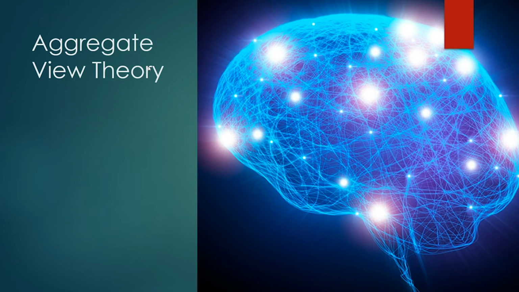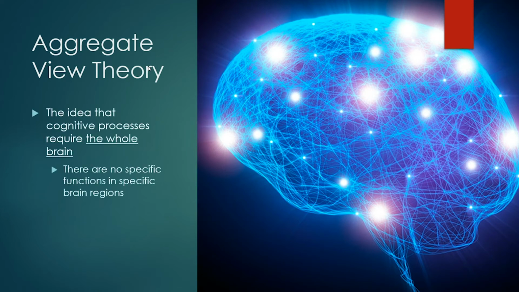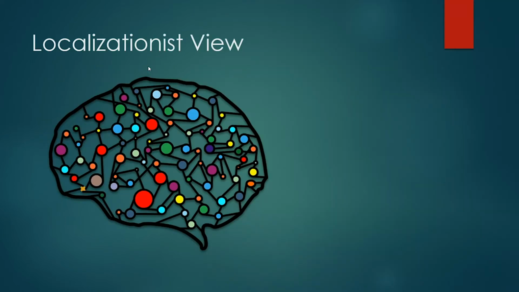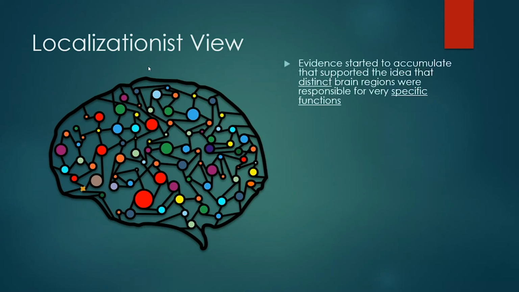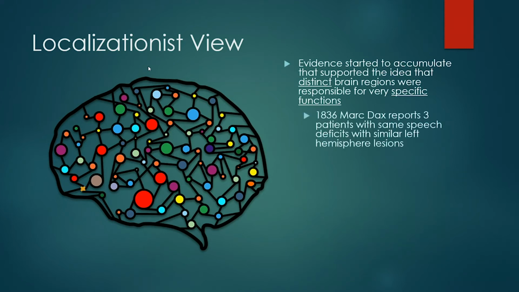So the aggregate view theory came from Flourens. He was like, no, these higher cognitive functions are way too complicated to just be in one spot. They require the whole brain, right? And on the other side of this, you have the camp from the phrenology way of looking at things, which was like, no, it's localizable. The aggregate view theory started to win out quite a bit, but then more evidence started to pour in about how there were very localizable things for very specific functions.